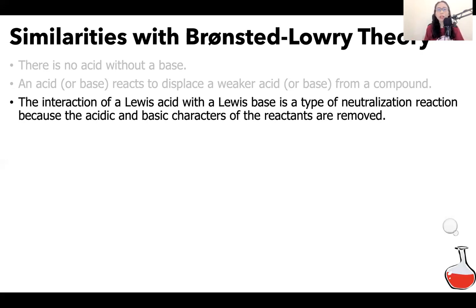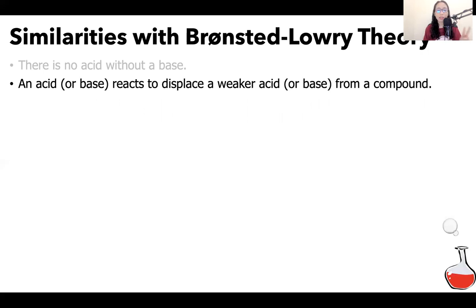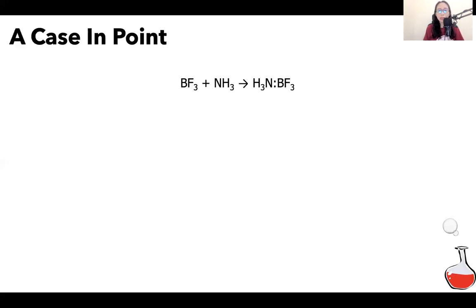So, a case in point highlighting this second similarity. For example, you know that boron can accommodate a maximum of 6 electrons. So, it's an exception to the octet rule. It has an empty 2p orbital. Therefore, ammonia with a lone pair of electrons can form a coordinate covalent bond with BF3, or boron trifluoride, and it forms this adduct.